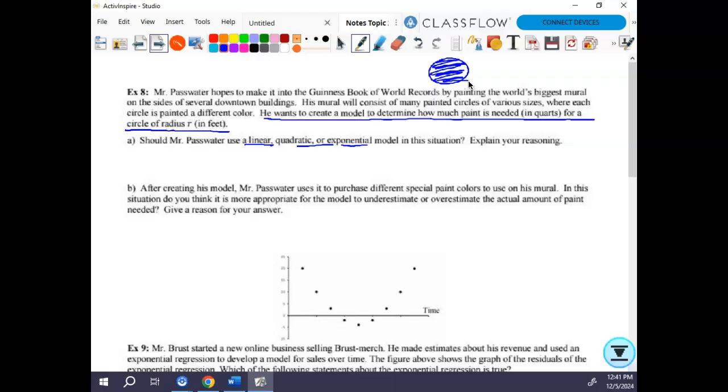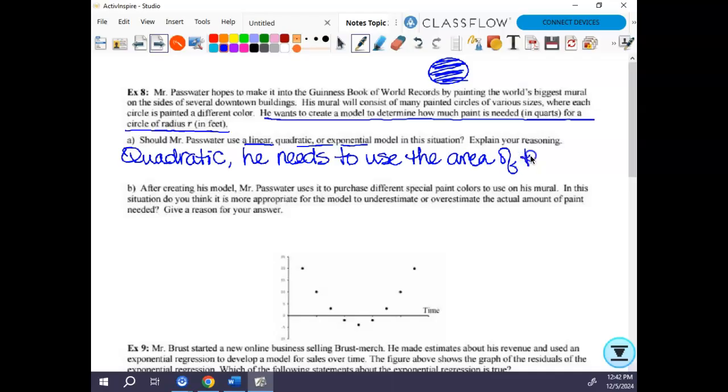I mean, in junior high, how many times were you asked, you're going to paint the wall, what do you need to know to determine how much paint you need? You need the area of the wall, so you can figure out your paint. It's the same type of thing. So we can say quadratic. And then we can just say he needs to know the area, or he needs to use the area of the circles. That works.